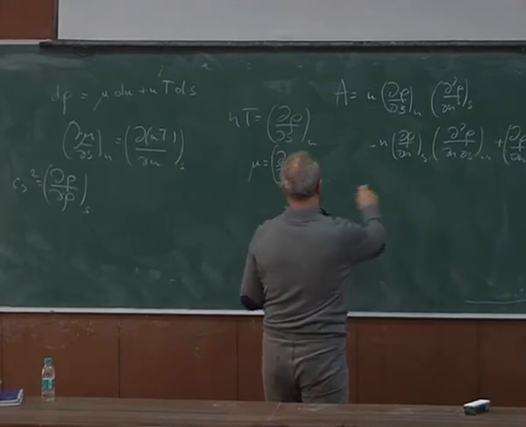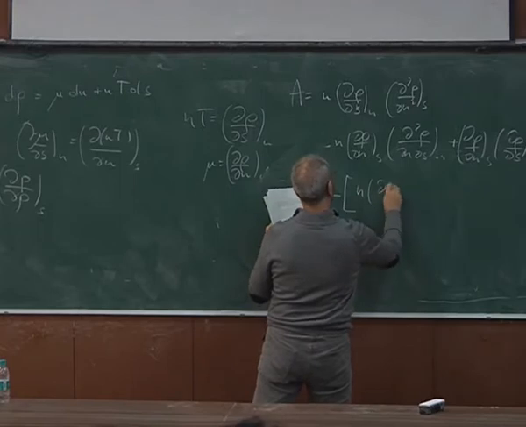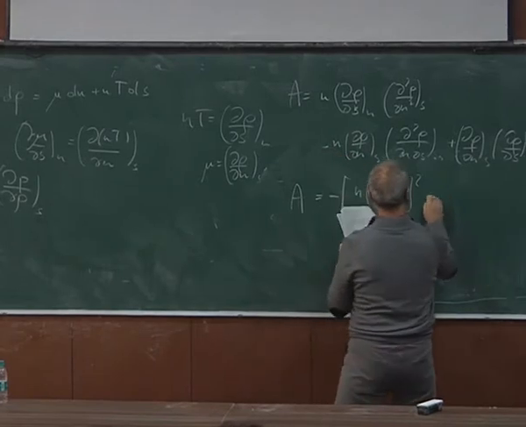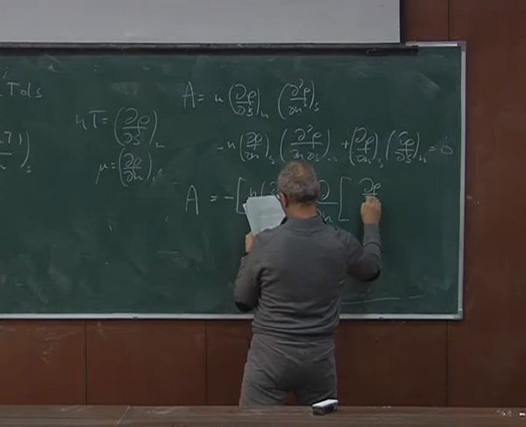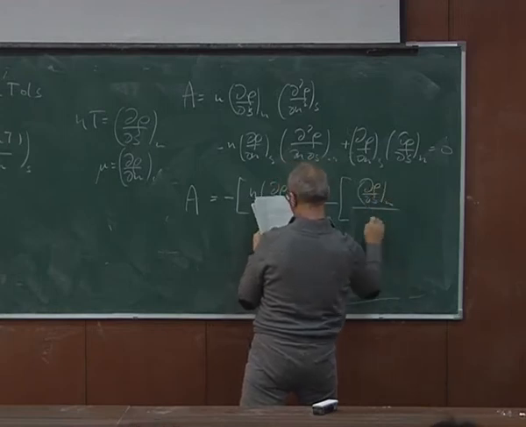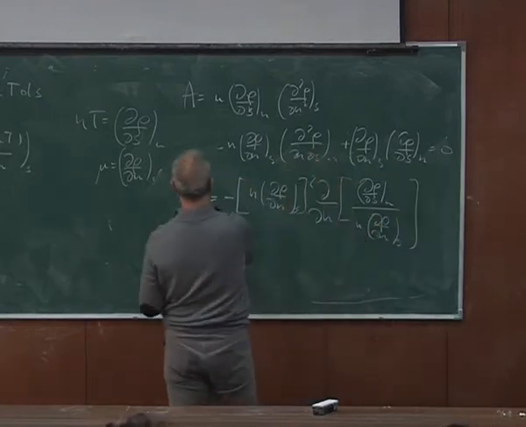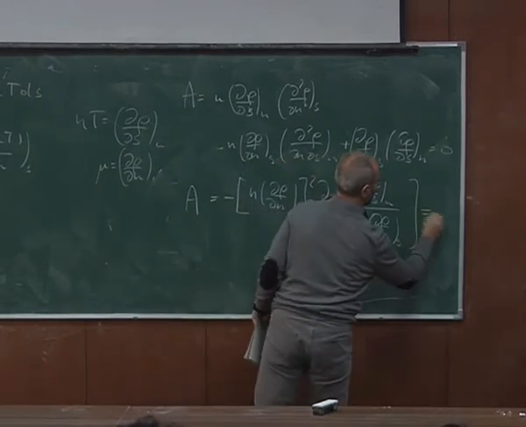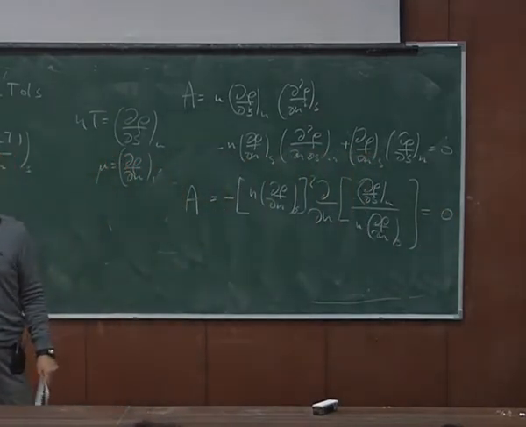Right, so now this A can also be written as minus n times d rho over dn squared at constant entropy, times d over dn of d rho over ds at constant n, over n d rho over dn at constant s. So this quantity can be rewritten in terms of this one, and this must be equal to 0, for a barotropic equation of state.